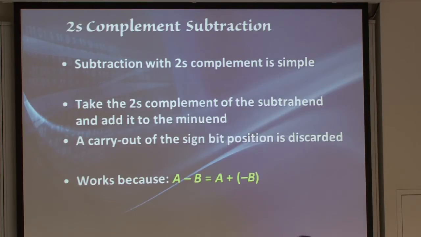And this works because when I want to do A minus B, it's really the same as doing A plus minus B. So we'll take the 2's complement of B to negate it to become minus B and add those two things together. Again, I will discard any carry out from the most significant bit after the addition.